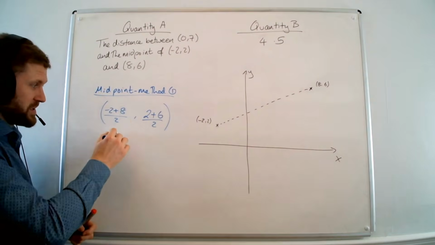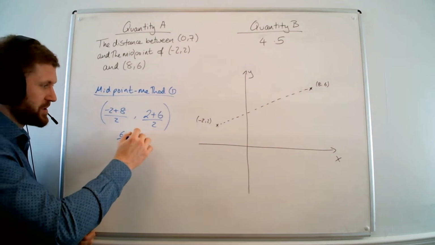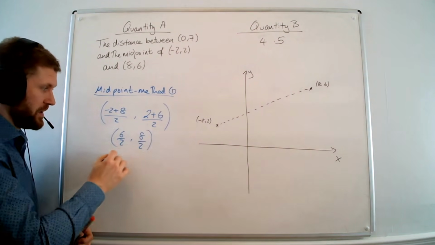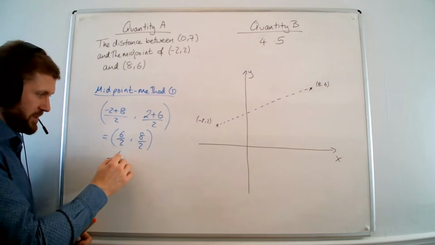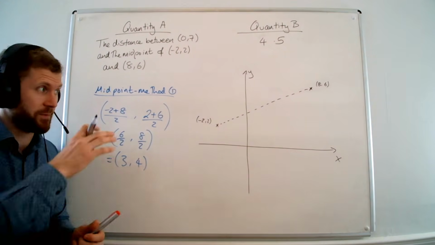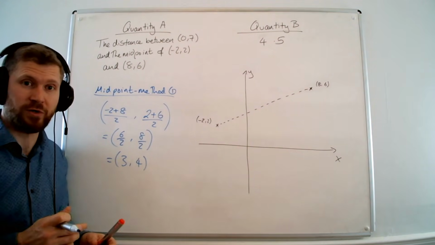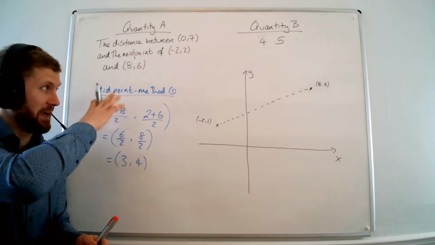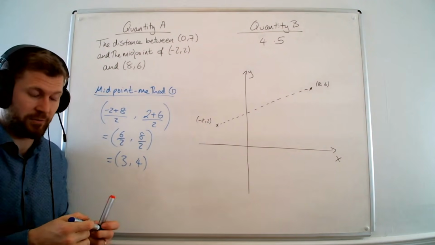So -2 plus 8 is 6, 2 plus 6 is 8. 6 divided by 2 will give us 3, 8 divided by 2 will give us 4, and so the midpoint between these two is going to be at (3, 4). So that's your method 1, and we can use this method in this question to find that one.